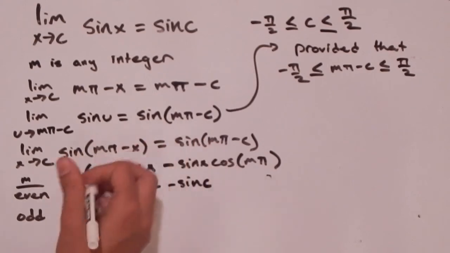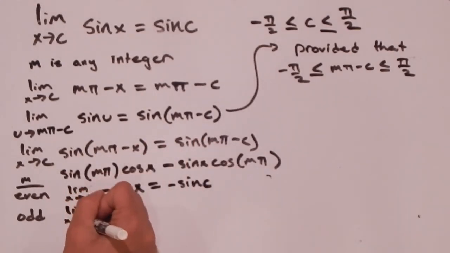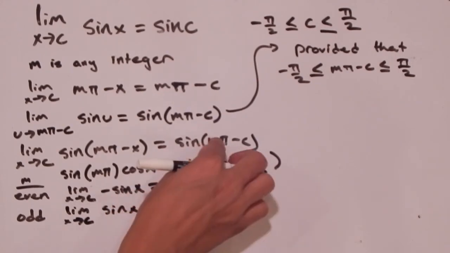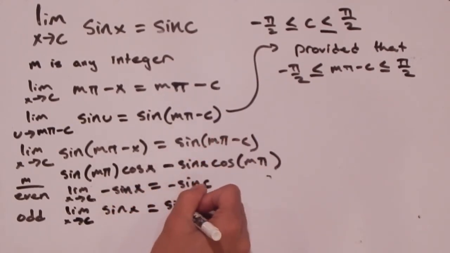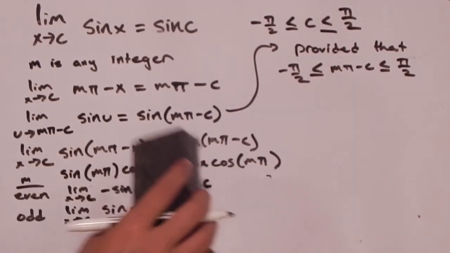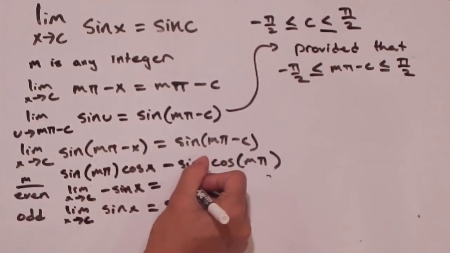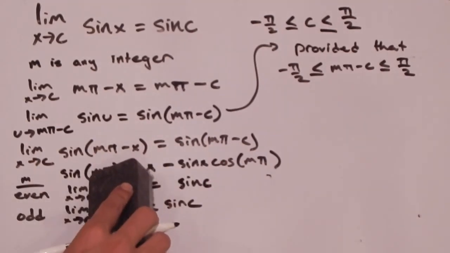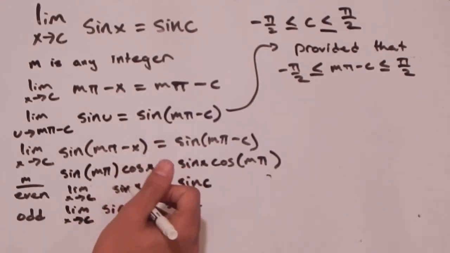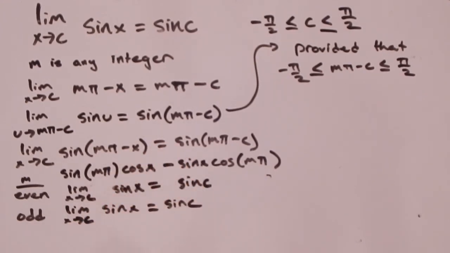And when m is odd, the limit as x approaches c of sine of m pi minus x is going to be sine of x, and sine of m pi minus c is going to be sine of c. And in this expression, we can just multiply both sides by negative 1, and because of our constant property, we can multiply this limit by negative 1 and just pull that negative 1 inside. And we see that regardless of if m is even or odd, we've shown that for any integer m, whether it be even or odd, the limit as x goes to c of sine of x is going to equal sine of c.